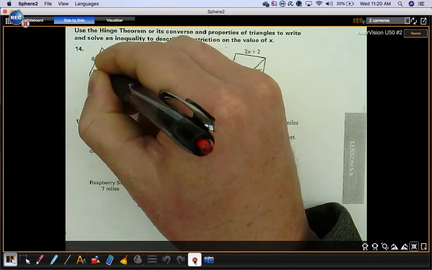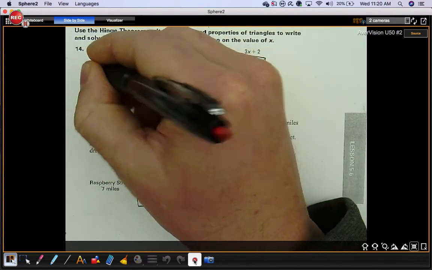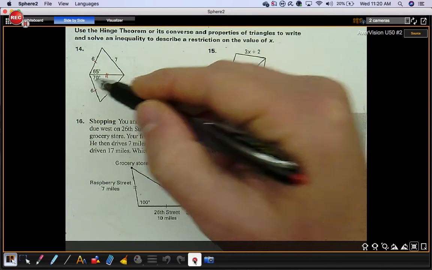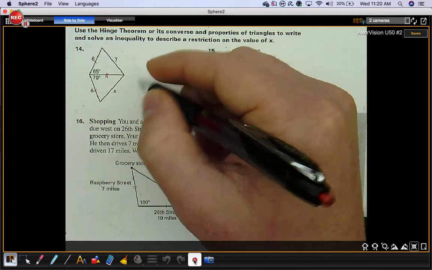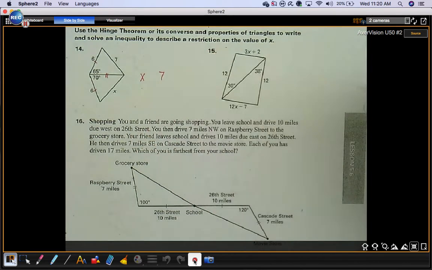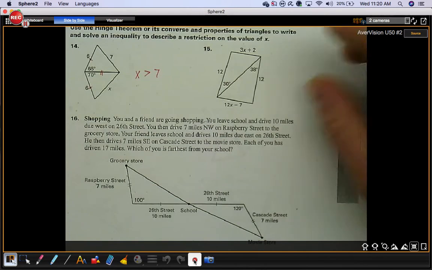So in this number 14 you can definitely use the hinge theorem because you have two pairs of congruent sides. You know the angles in between. 70 is bigger than 65. So what does that mean about x when you compare it to 7? X better be bigger than 7. That's all you got to do.